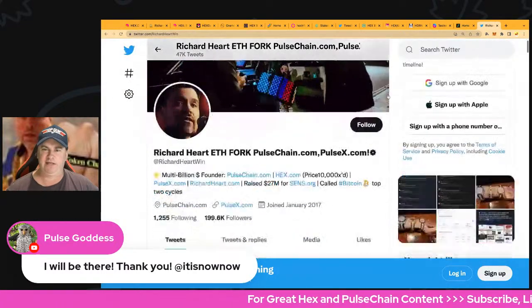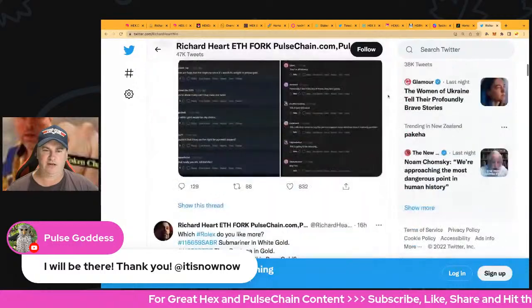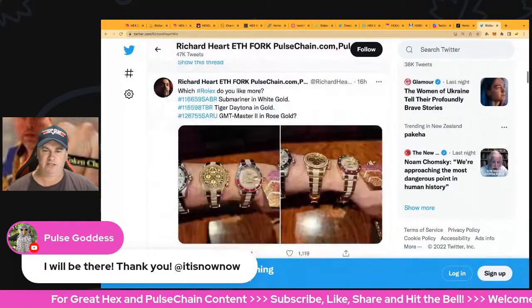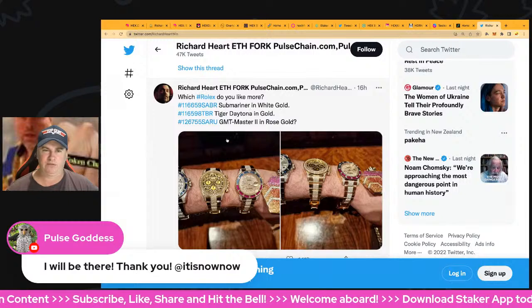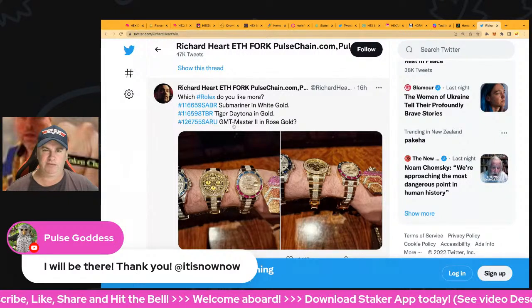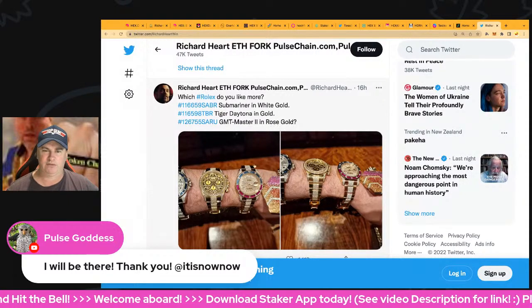And Richard Hart, have anything to say? He's probably hard coding at the moment. No, I'm just kidding. He's got some new watches. Which Rolex do you like the most? Submariner in white gold, Daytona in gold, a GMT Master in rose gold.